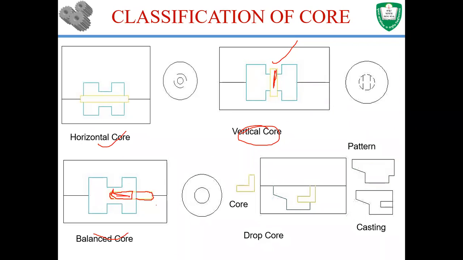In the case of a balanced core, you sometimes need to add chaplets in here so that it does not move up and down. And the drop core, what is the drop core? For example, you want to make a casting with a hole in here.